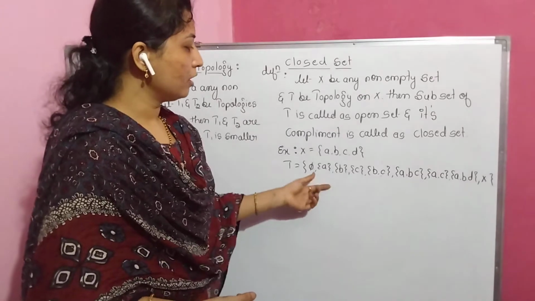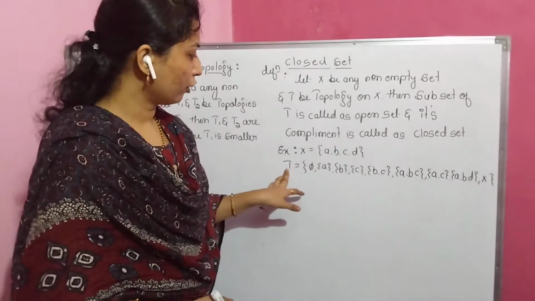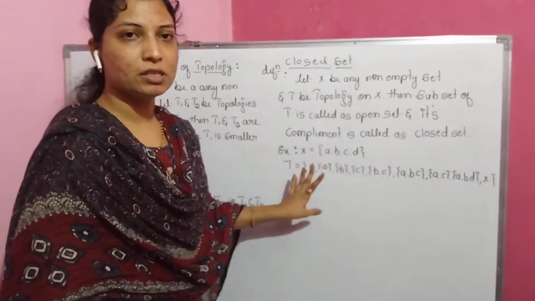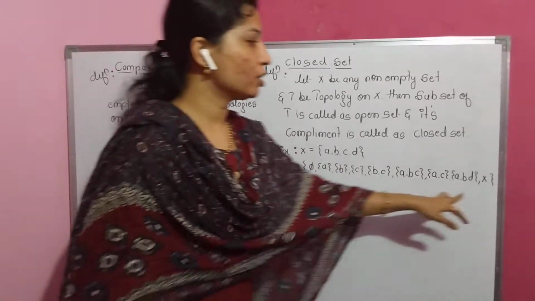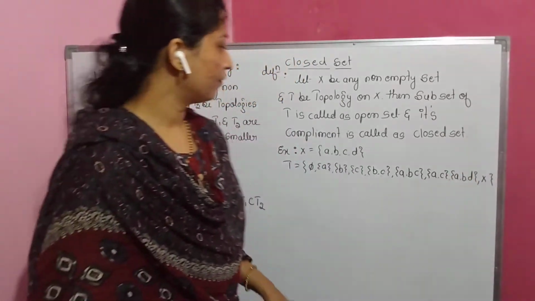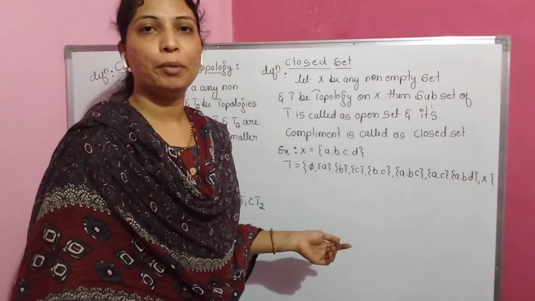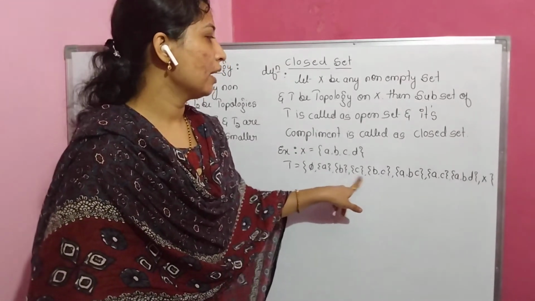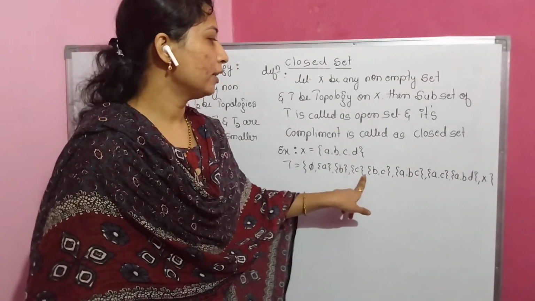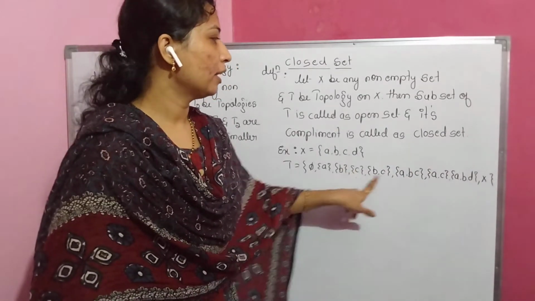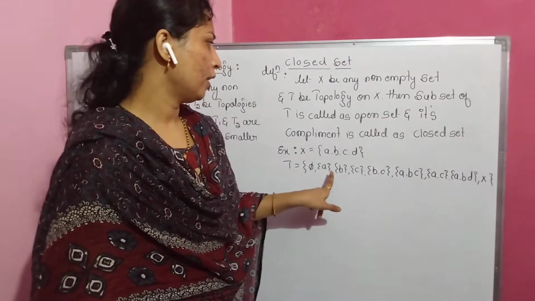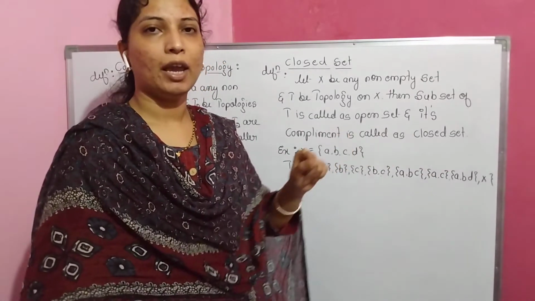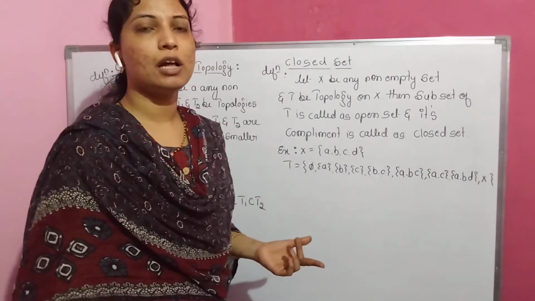Here, is this T a topology on X or not? So for that we consider the first condition: the empty set belongs to T. It means it is satisfied. Second condition, X belongs to T. It is also satisfied. And the third condition is that the union of members of T is again a member of T. So A union B union C, that is ABC. B union C, that is BC. A union C, that is AC. And next A union B union C union ABD, then it is ABCD. It means the third condition is also satisfied.